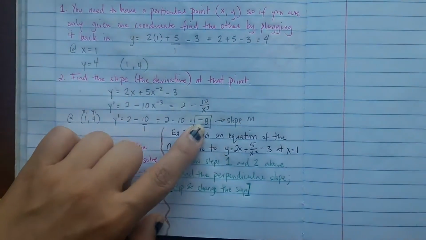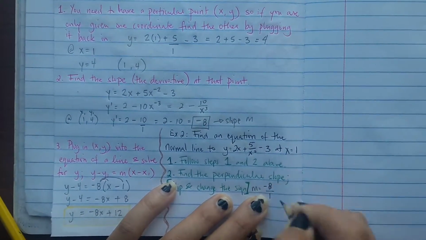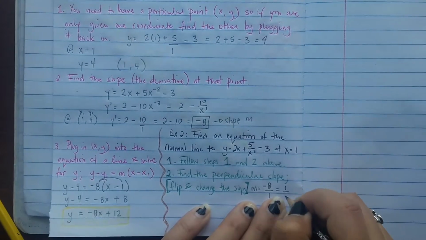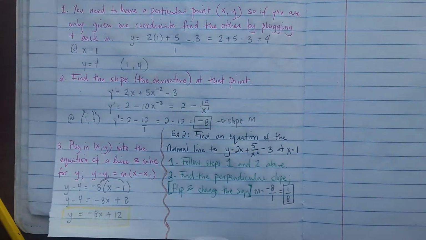And then you're going to flip it and change the sign. So you start off with negative 8 over 1, flip it, becomes 1 over 8, and change the sign. So the sign changes from negative to a positive. So the slope of the normal line is 1 over 8.